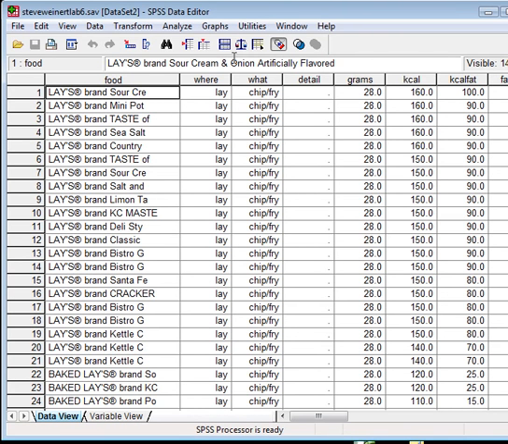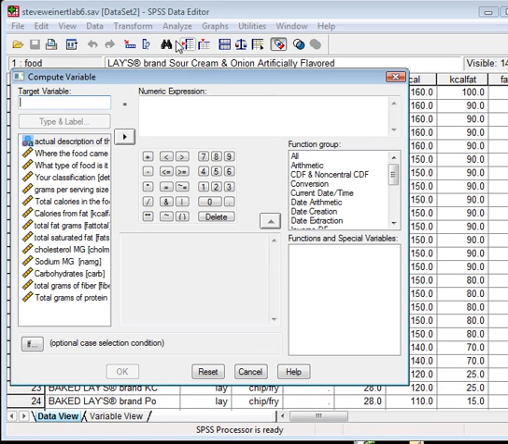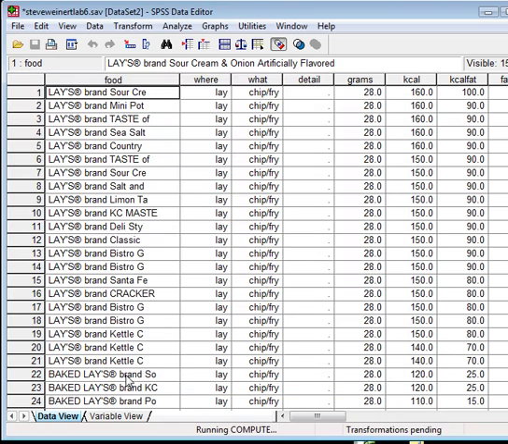Okay, so in order to calculate calories per gram, we're going to go to transform and compute. The target value would be calories per gram, CPG. So how do you calculate calories per gram? It's calories, so total calories in the food, divided by grams. So far, so good? See it okay.